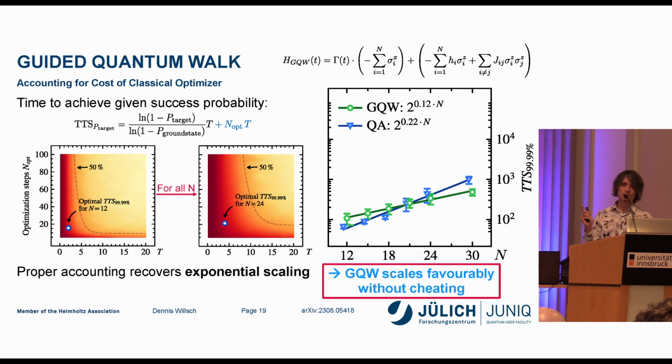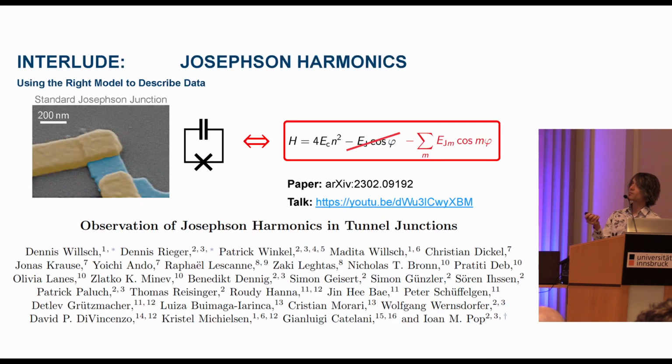So how do we do this? How do we account for the cost of the classical optimization properly? And we do this by considering again the time to achieve the given success probability. This is exactly the TTS metric, the time to solution metric.